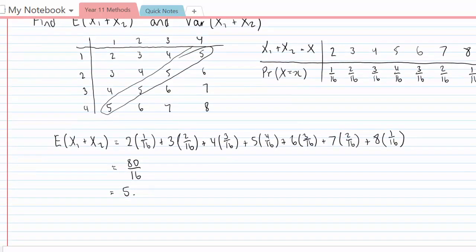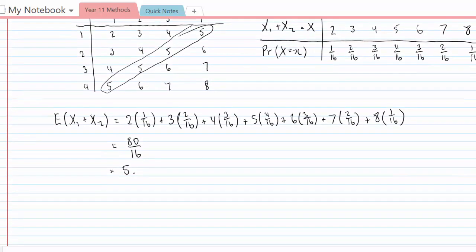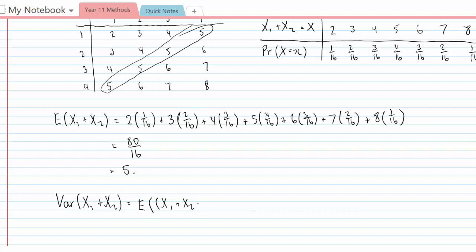As for the variance, well, that's going to be the expected value of x1 plus x2 squared, and then we're going to subtract the expected value of x1 plus x2, squared. So to work out this part of the equation here, I just need to square my answer from there. So that's going to be fine. That'll be really easy to do.